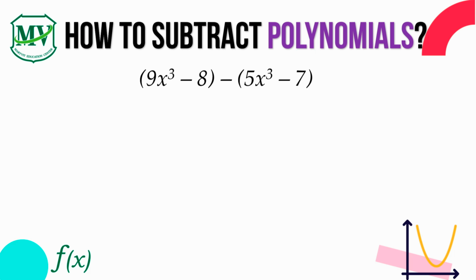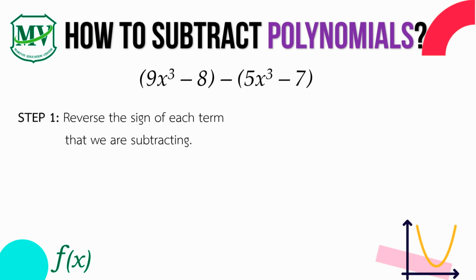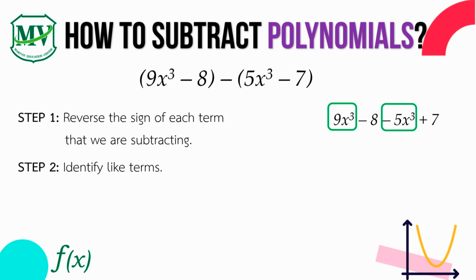Question number 2. The quantity of 9x cubed minus 8 minus the quantity of 5x cubed minus 7. Step number 1. Reverse the sign of each term that we are subtracting. So 5x cubed becomes negative 5x cubed and negative 7 becomes positive 7. Step number 2. Identify like terms. So 9x cubed and negative 5x cubed are like terms. The constants are negative 8 and positive 7.